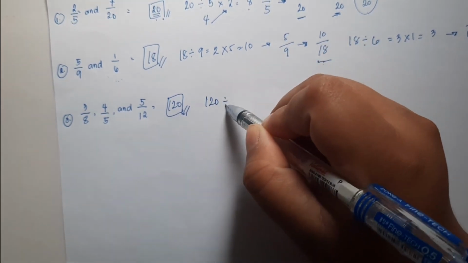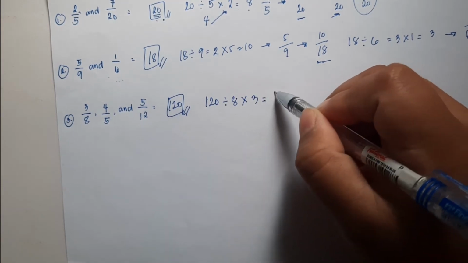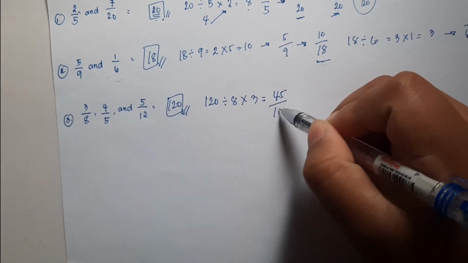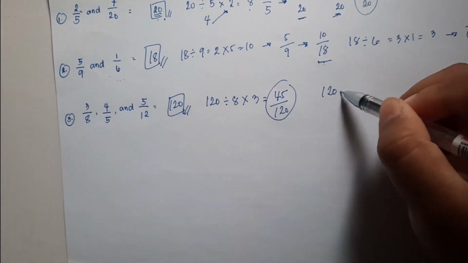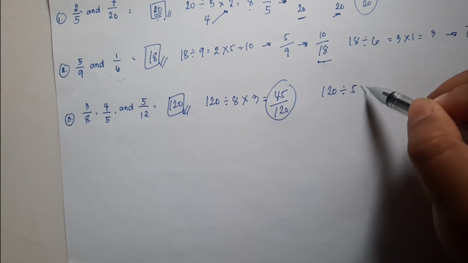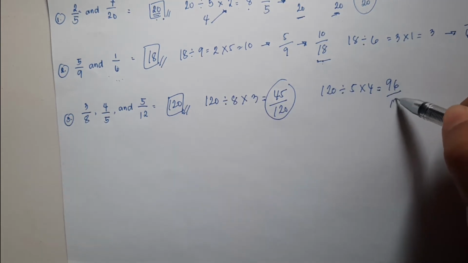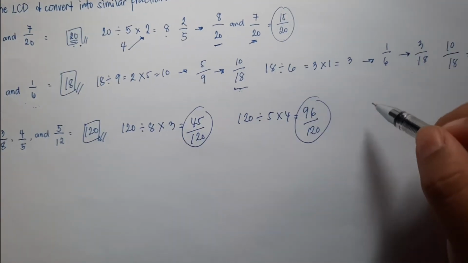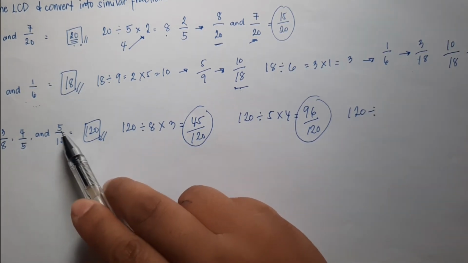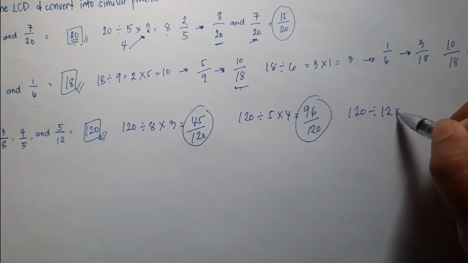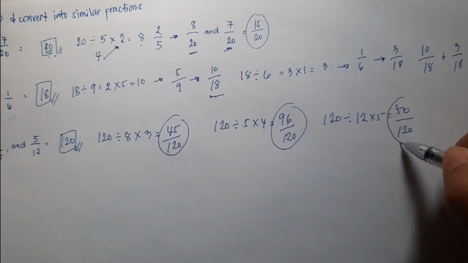120 divided by 8 times 3 is equal to 45. This will be our first similar fraction. Next is 120 divided by 5 times 4 is, yes, 96. This will be our second similar fraction. The next is 120 divided by 12 times 5 is, okay, 50 over 120.